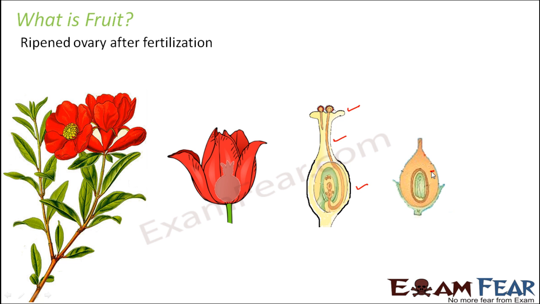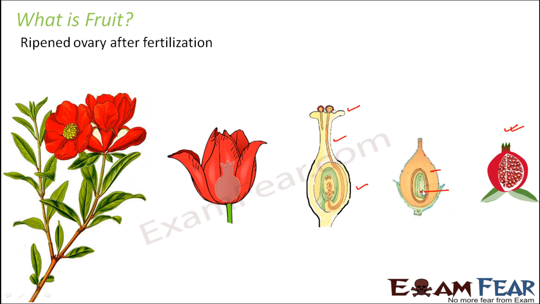This becomes the ovary and this is the seed. That is, the ovary gets ripened and the ovule turns into the seed. So this ripened ovary is nothing but the fruit. So here I have taken the example of a pomegranate plant. So in a pomegranate plant you can actually see the fruit which we see, which looks somewhat like this. This is the fruit, that is, this is the ripened ovary.